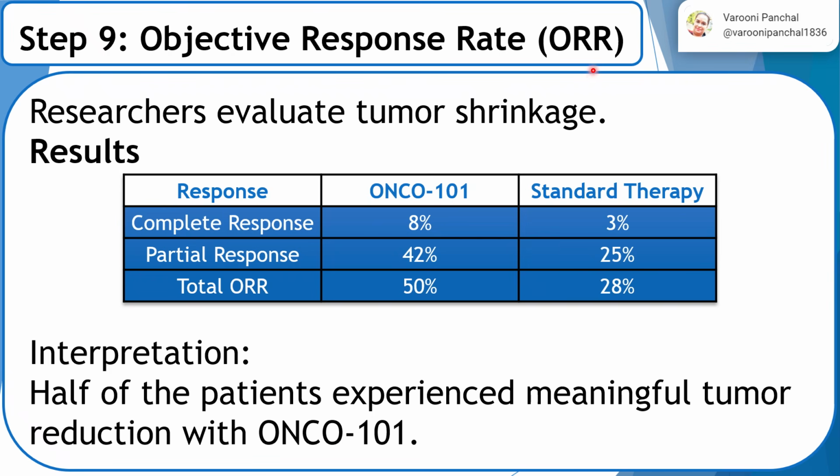Now whenever this specific ORR is calculated, it is based on the complete response and the partial response, right? So the total ORR is 50%, 42 plus 8, which is 50%. That means in half of the patients, the tumor has reduced in size after consuming the Onco 1001 treatment.